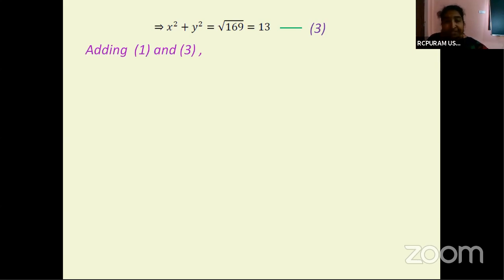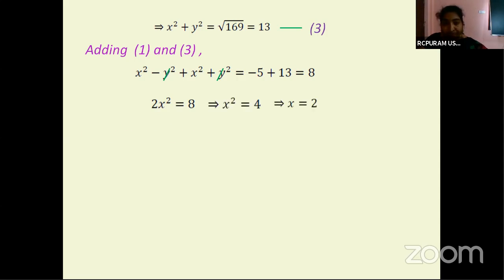By adding equation 1 and 3, that is x square minus y square plus x square plus y square, we are getting minus 5 plus 13, which is nothing but 8. Okay, these two are getting cancelled, right? So you have 2x square is equal to 8. That means x square is equal to 4. So x is equal to 2.